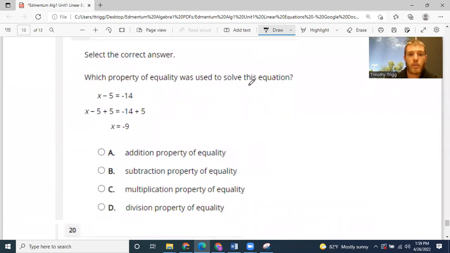Which property of equality was used to solve this equation? So here they had x minus 5 equals negative 14. I hope you see that we would add to both sides of the equation. And indeed, that's what they did, right? They added 5 to both sides. So which property of equality is that?